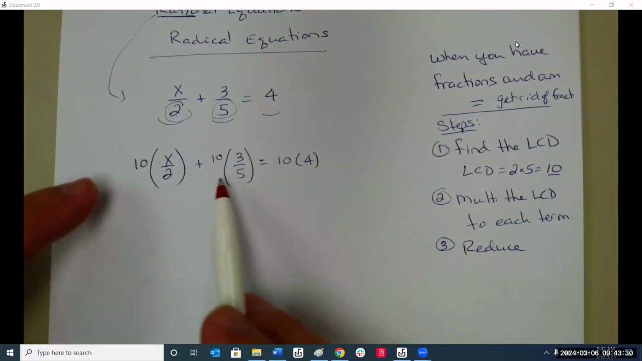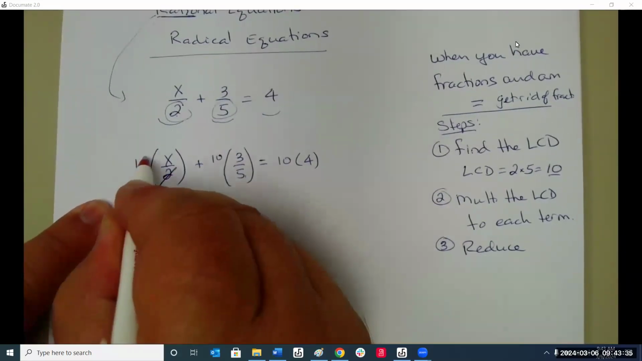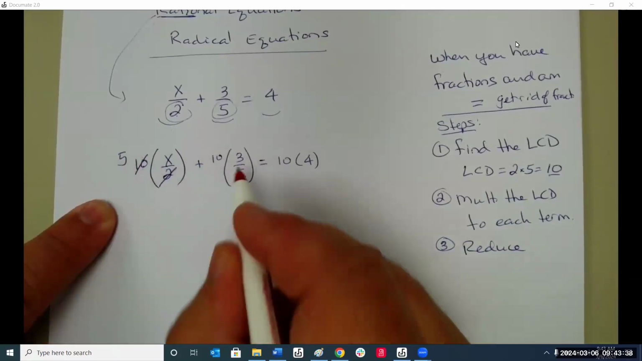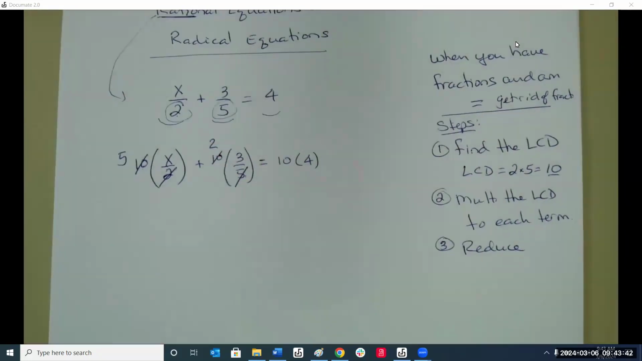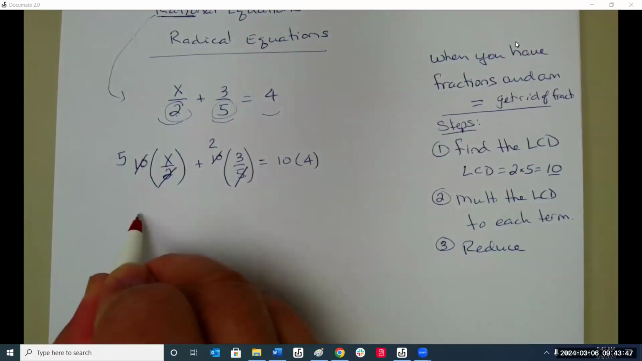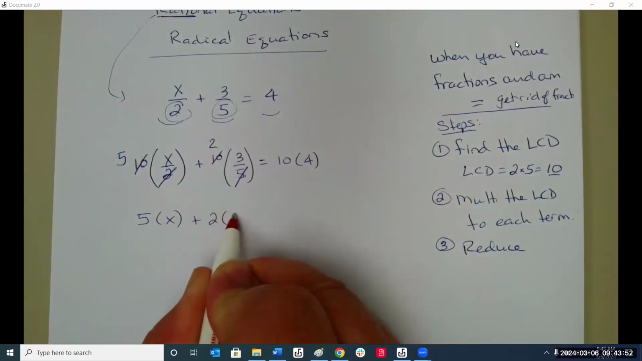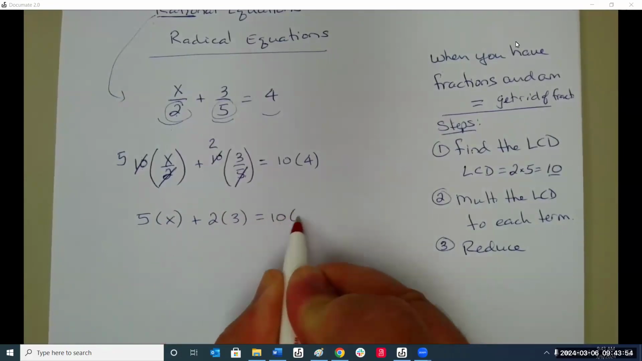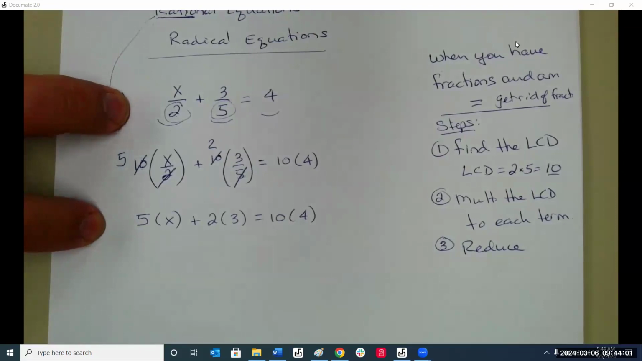The whole purpose, again, the reason this is the LCD, is that I know this one has to fit into both of these. 2 goes into 10 5 times. 5 goes into 10 twice. So this is what we have now after we cancel, after we reduce. It looks a lot easier, doesn't it? Compared to our original equation, this one looks a lot easier.